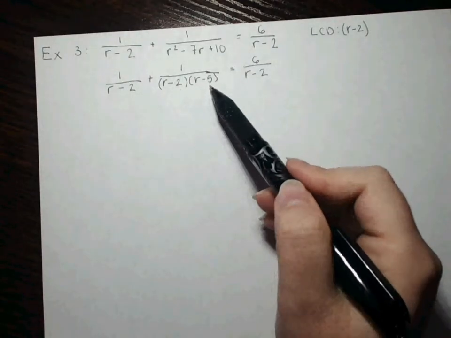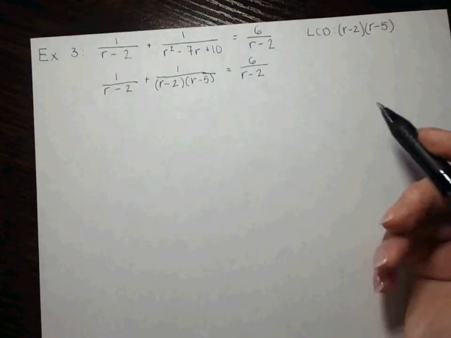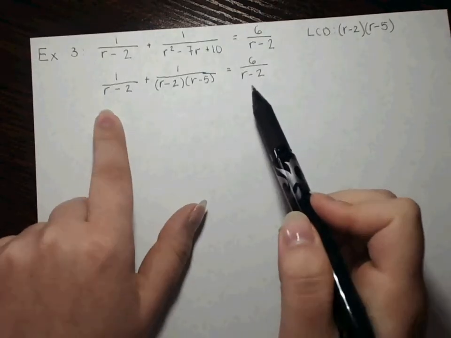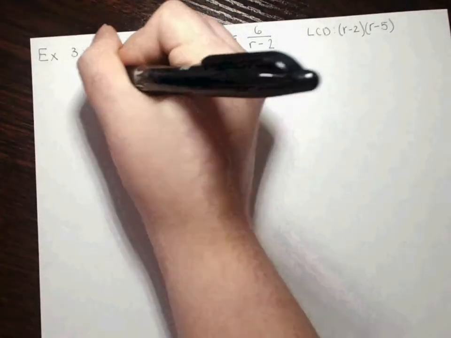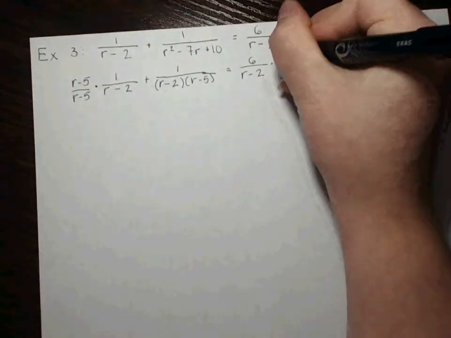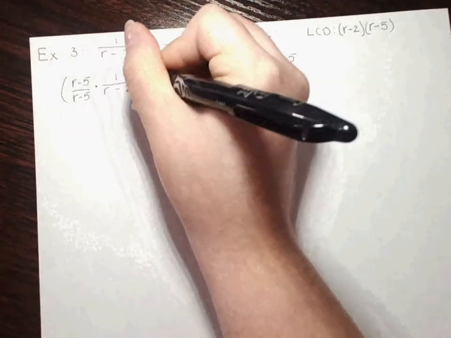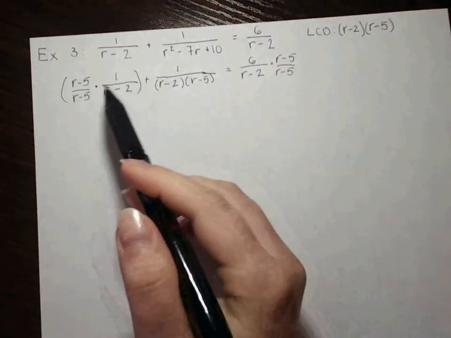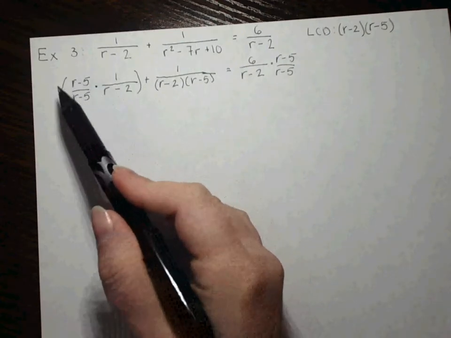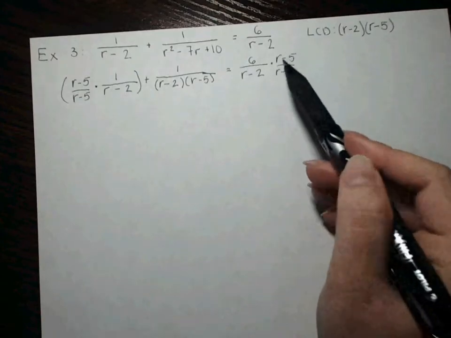Now here I have an r minus 5, so that has to be part of my least common denominator, but as we can see here and here, they're missing that r minus 5, so we just have to multiply by r minus 5 on the top and the bottom, so that way we can create that least common denominator. Because again, r minus 5 over r minus 5 is the same as a 1, and multiplying by 1 doesn't change anything. So that's why we get to do this.